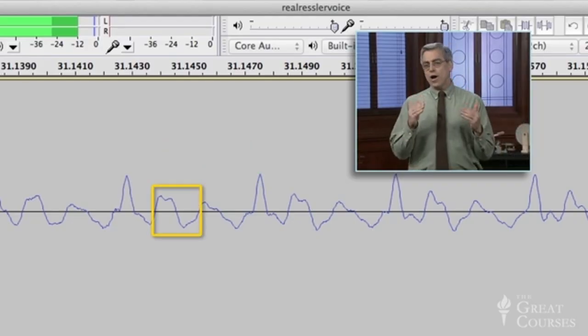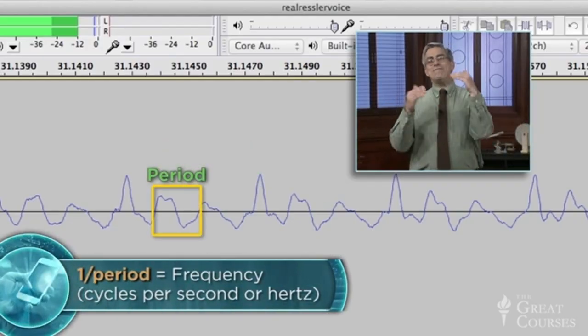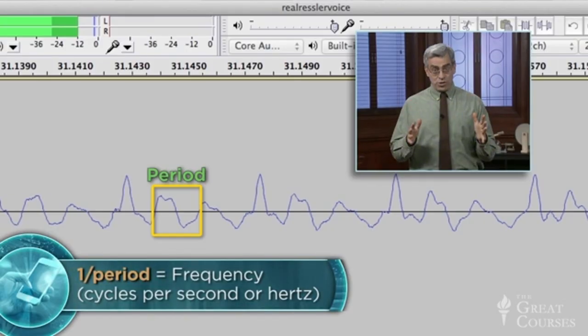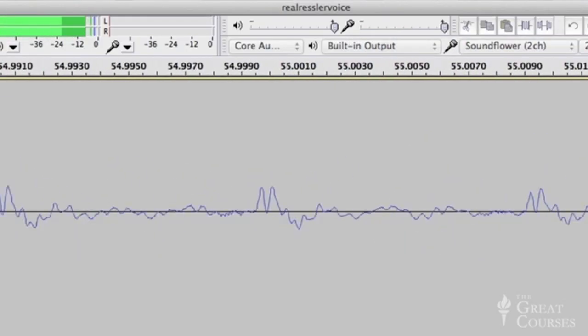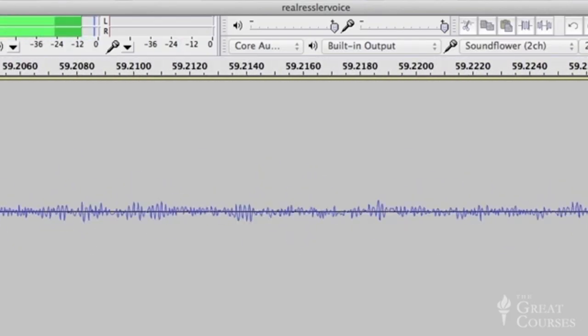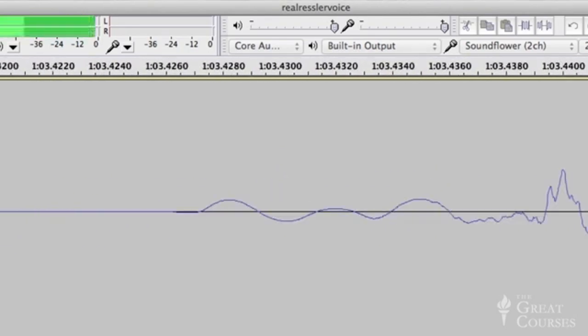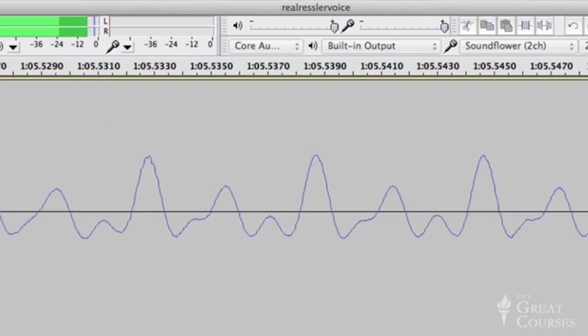The time required for one full cycle is called the period, and 1 divided by the period equals the frequency, expressed in cycles per second or hertz. For a sound wave, the frequency corresponds to the pitch. Low frequency, high frequency. Now, how do these parameters apply to my voice?